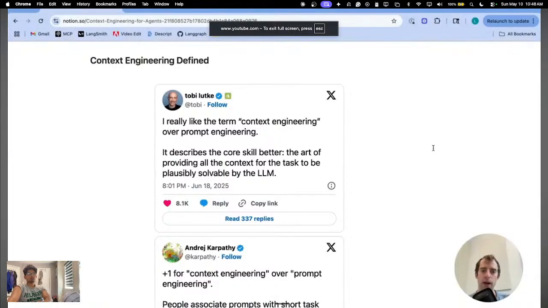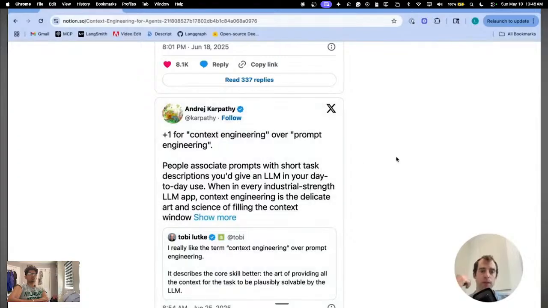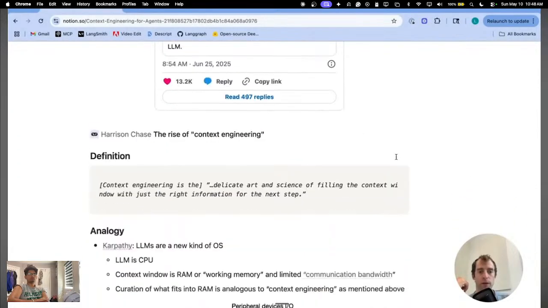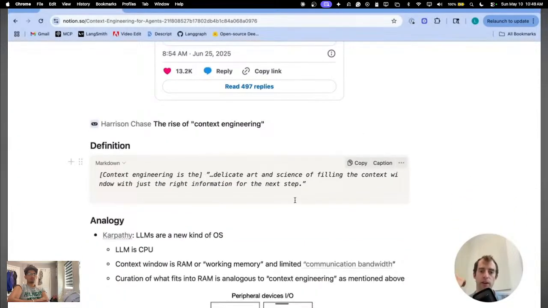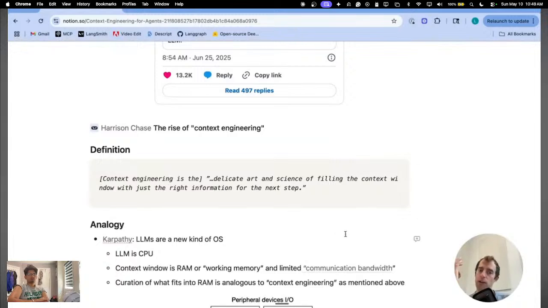Well, Toby from Shopify had an interesting post here saying he likes the term context engineering. Karpathy followed up on this and offered a good definition. Context engineering is the delicate art and science of filling the context window with just the right information for the next step.